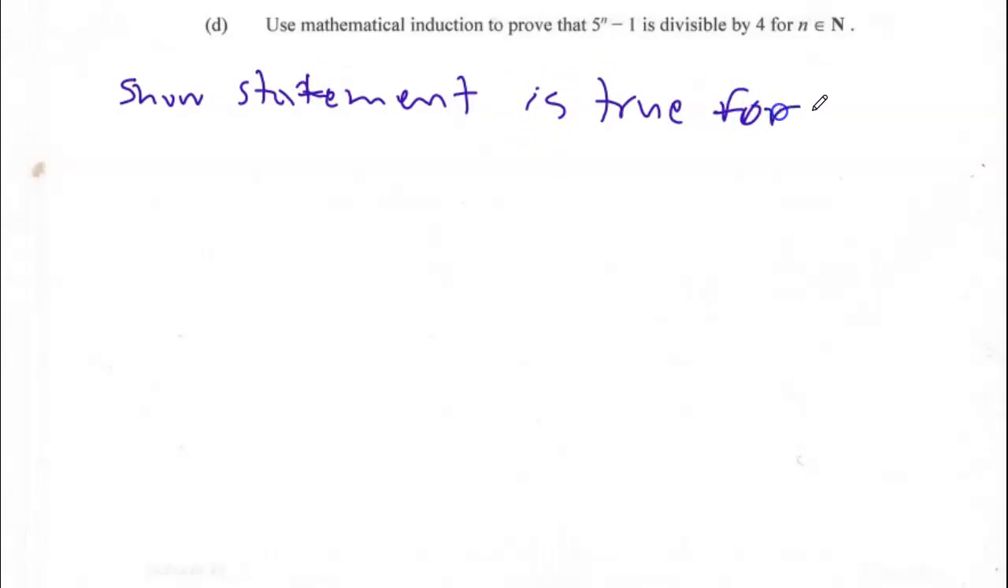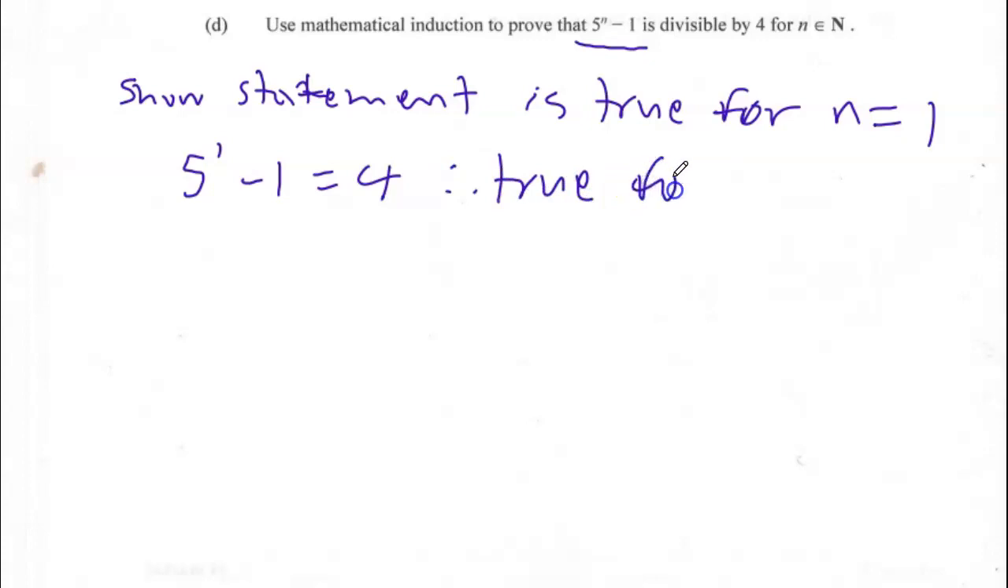So we're using induction to prove that 5 to the power of n minus 1 is always divisible by 4, so long as n is a natural number. N belongs to the set of natural numbers, right? So we're going to go through the 3 basic induction steps. We start with showing that the statement is true when n is equal to 1. When n is equal to 1, 5 to the n becomes 5 to the power of 1, minus 1. That's 5 minus 1, which is 4. And obviously 4 is divisible by 4, right? So it's true for n equal to 1.